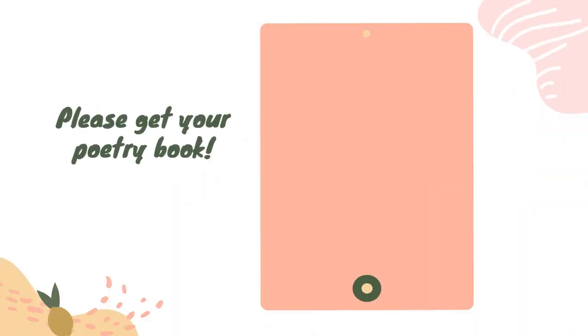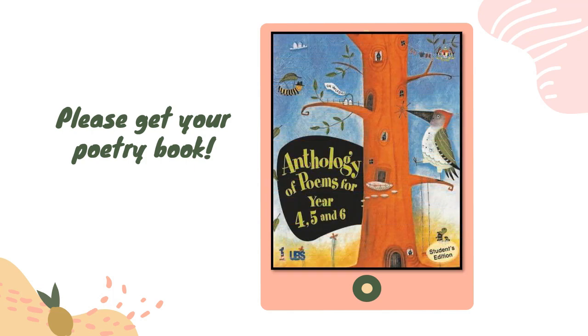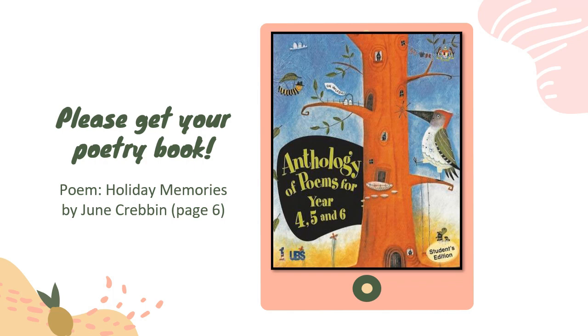Now, please get your poetry book, Anthology of Poems for Year 4, 5 and 6. Poem Holiday Memories by June Crebbin. You can look at page 6. Okay, look at the title, Holiday Memories. What do you think the poem is about? It's about the writer's holiday experience, right? I'm sure you have been on holiday. How did you spend your last holiday? Did you go traveling? Did you do anything interesting, or you just stay at home?